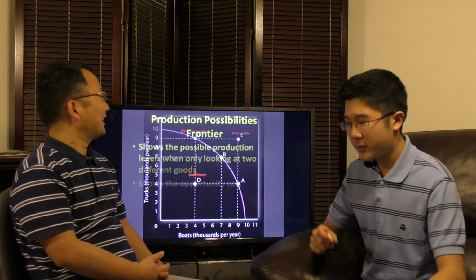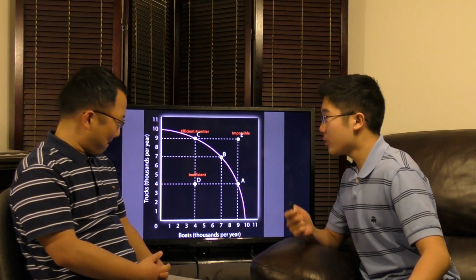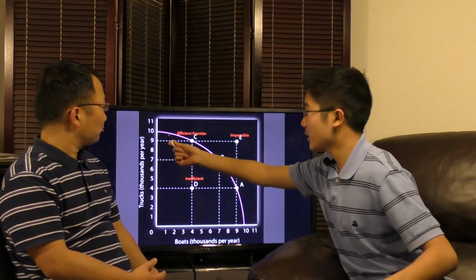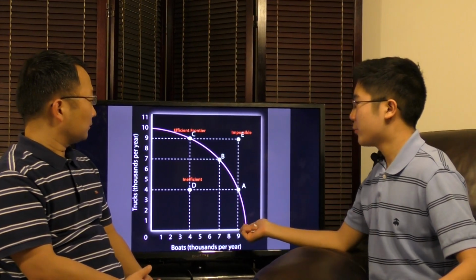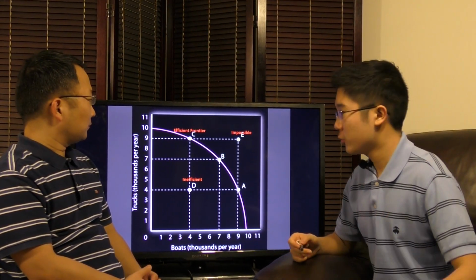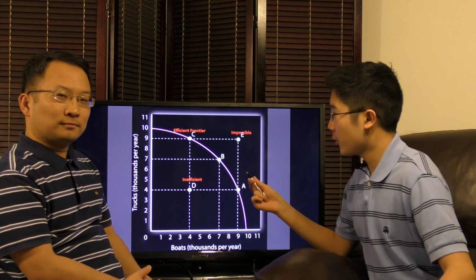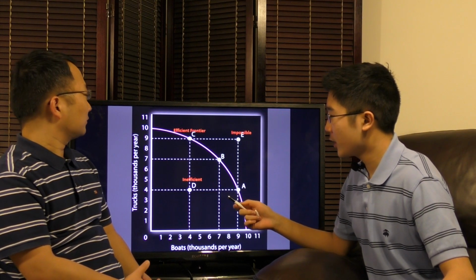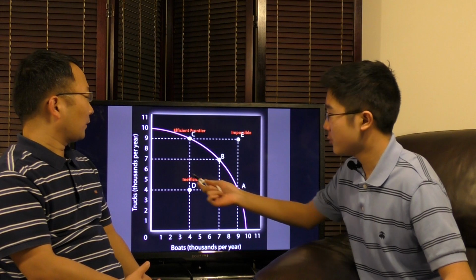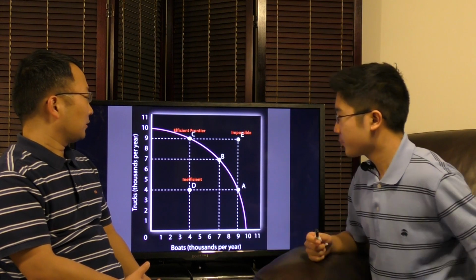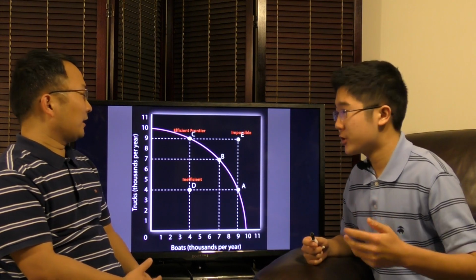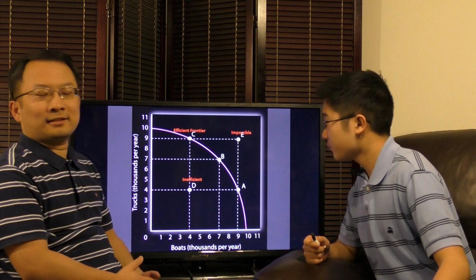So let's look at the graph of it. The production possibility curve, or frontier, is basically this purple line right here. The purple line shows our maximum production level. Now, in this hypothetical model, we only look at the production of trucks in thousands per year and boats. We'll look at what trade-offs we need to make to produce each other. A theoretical model, right? Yes.